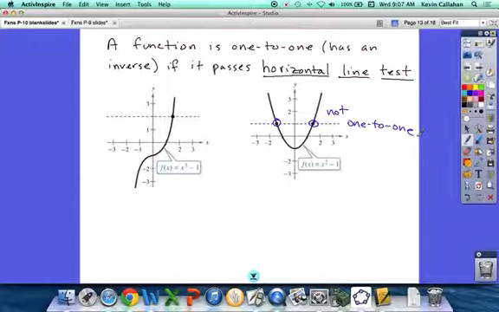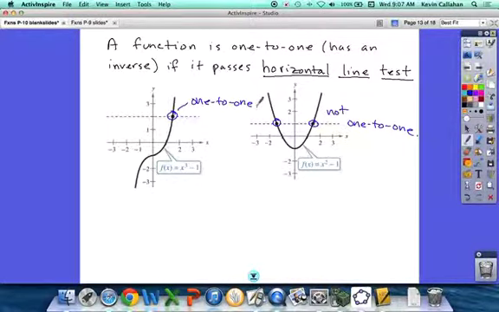But this one looks like it's one-to-one, because I can't imagine anywhere on that graph where I could cross in two places. I mean, I use my imagination. It looks like it's just one, so this is one-to-one.